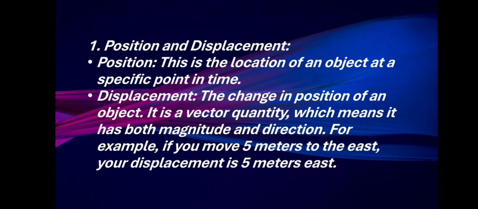Displacement, the change in position of an object. Displacement means the change in position, the change of place of an object. The displacement is a vector quantity, which means it has both magnitude and direction. We all know vector quantities have magnitude and direction, so displacement also has magnitude and direction. For example, if you move 5 meters to the east, then the displacement will be 5 meters to the east.